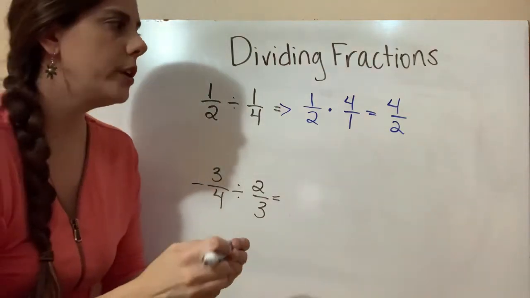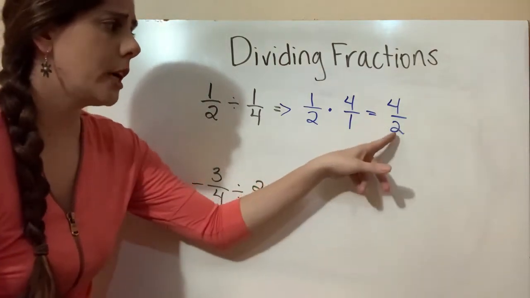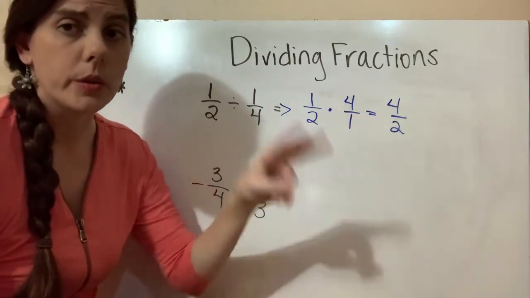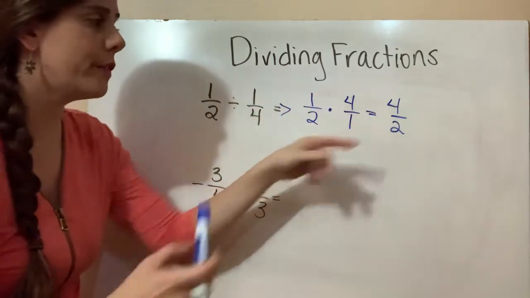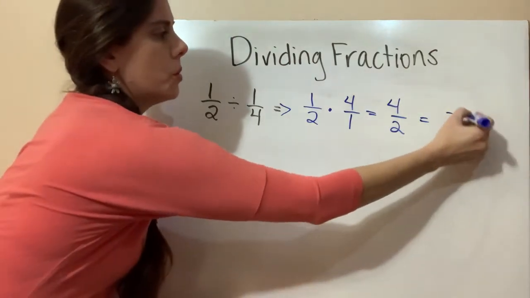And how can we reduce this? How many times does 2 go into 4? It goes into it 2 whole times. So 4 divided by 2 just equals the whole number 2.